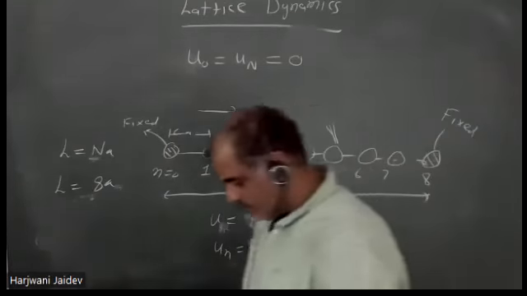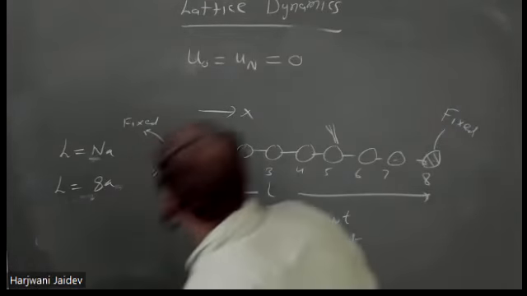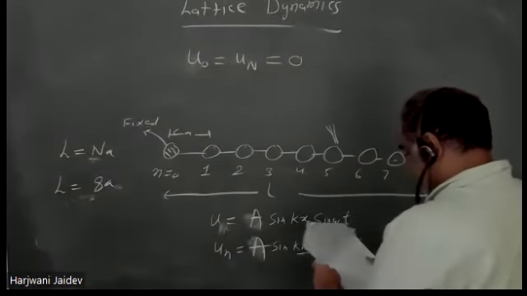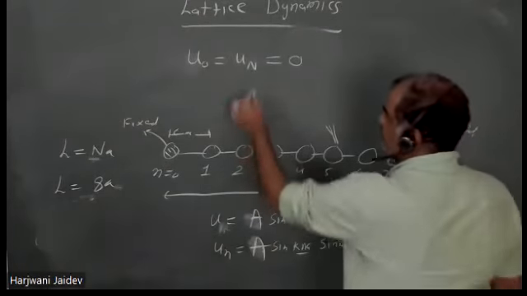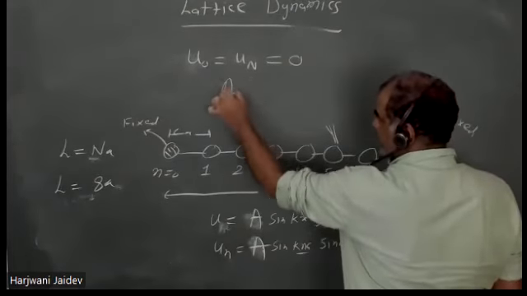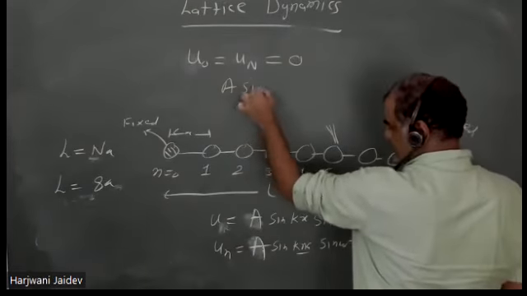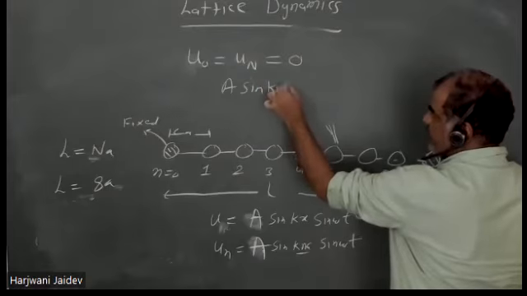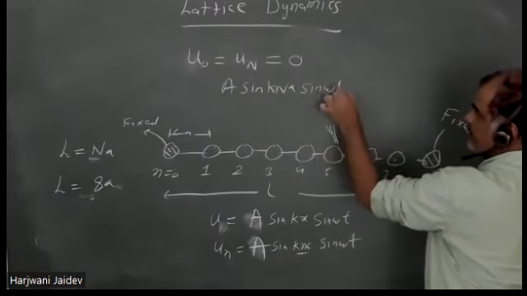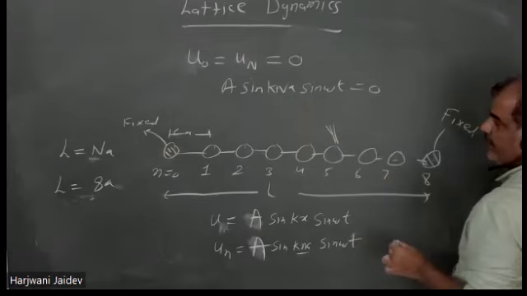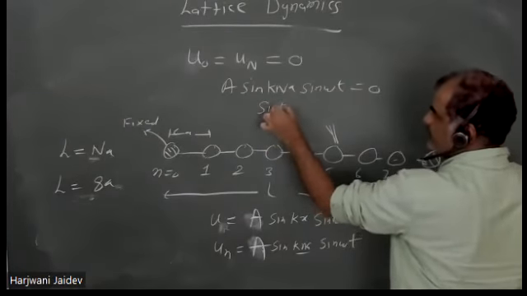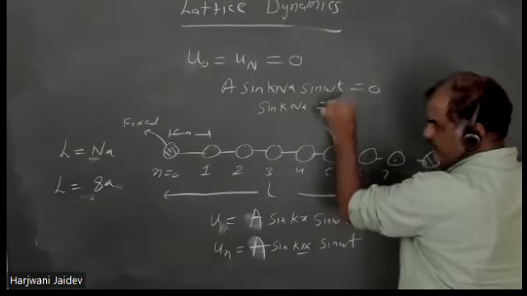Now since the end points are fixed, un is 0. So how can we write un? That will be a sin k na sin omega t equals 0. So this will give me sin k na equals 0.